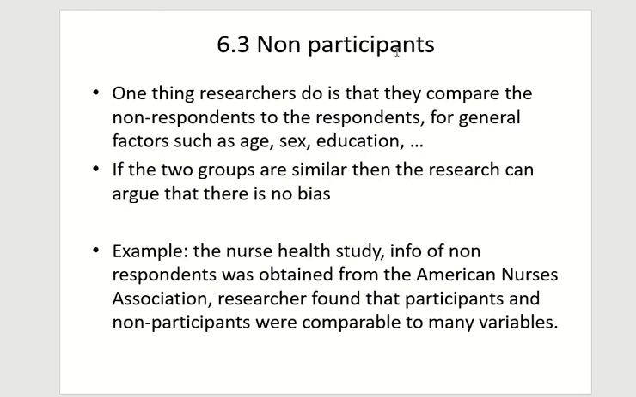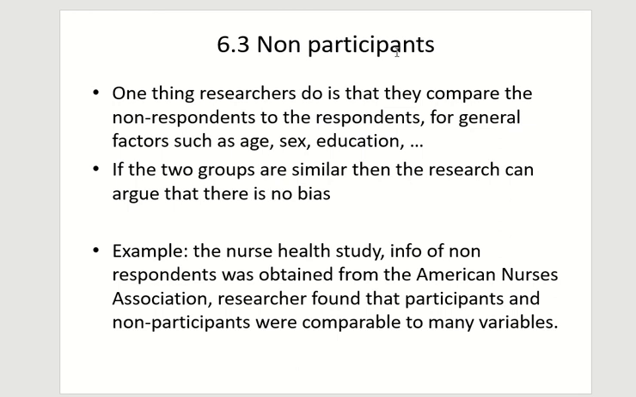So I continue the note. If the two groups are similar, then the researcher can argue that there is no bias, meaning the group that accepts to participate and those that refuse to participate. Example, in the Nurses' Health Study, information on non-respondents was obtained from the American Nurses Association. Researchers found that participants and non-participants were comparable on many variables, and therefore they said, those that participated resemble those that refused to participate, and therefore I don't have a problem with bias.